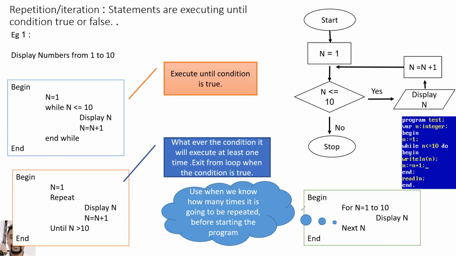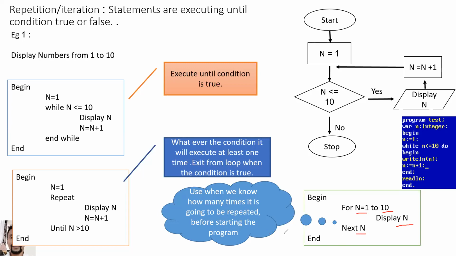Now we'll see the for loop. For the for loop, you can give the value you have to start and the value you have to end. For n equal 1 to 10, directly you can give how many times it should run. Then display n, so 1 will be displayed. Then up to 10, it automatically increases 1 by 1 up to 10. But use it when we know how many times it is going to be repeated before starting the program.